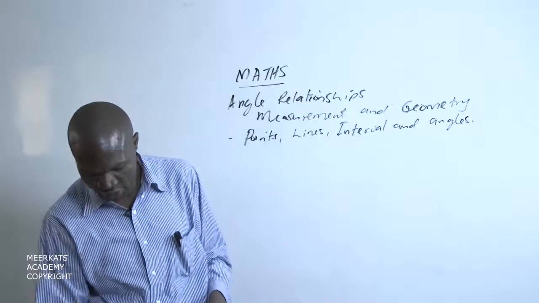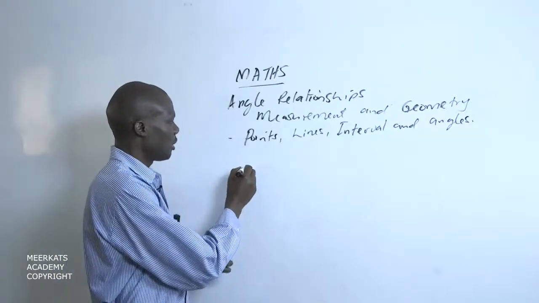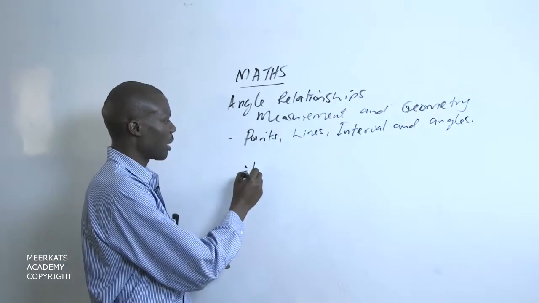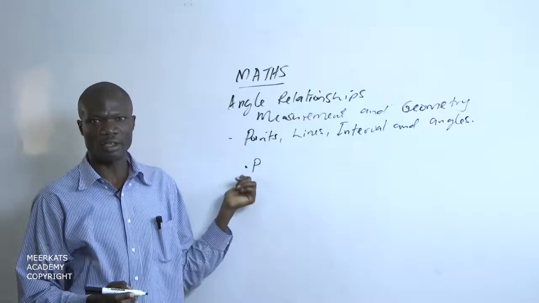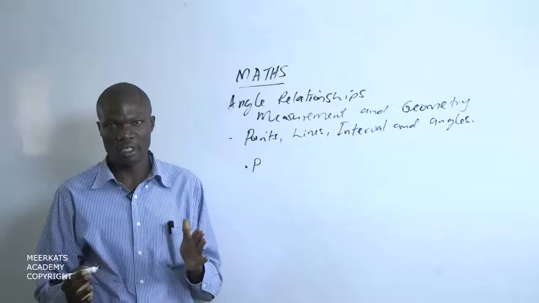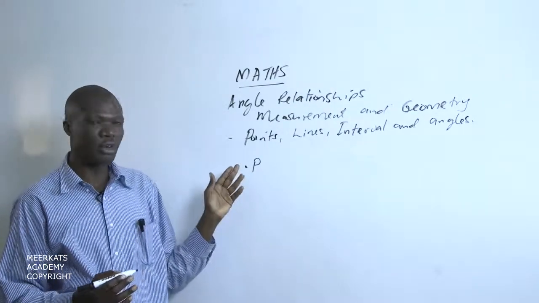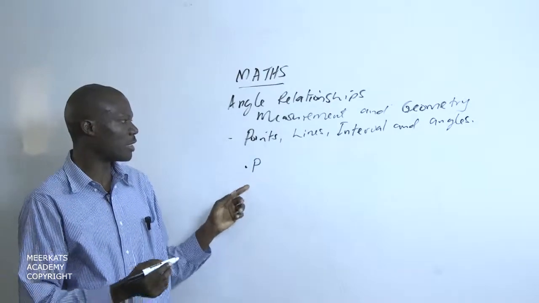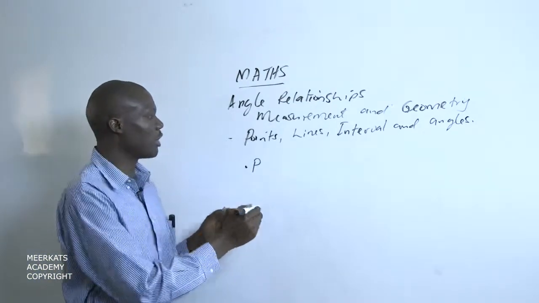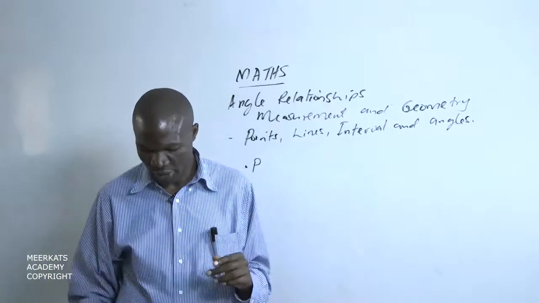So the first one we shall look at is a point. A point is denoted by a capital letter and a dot. A letter can be any letter ranging from A to Z, but mine have used a P. So when you have a point denoted like this, we are looking at this as a point, which is usually denoted with a capital letter.